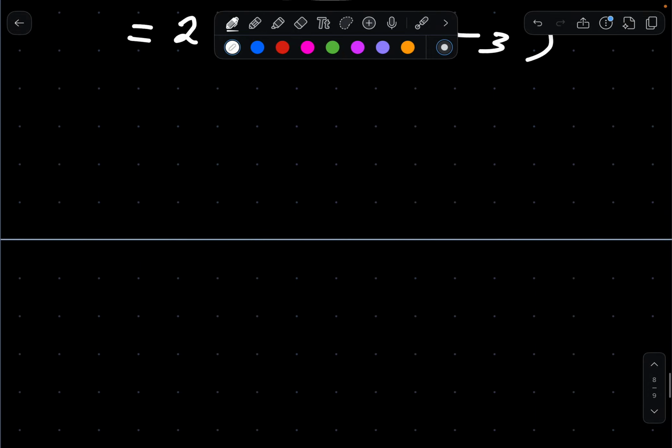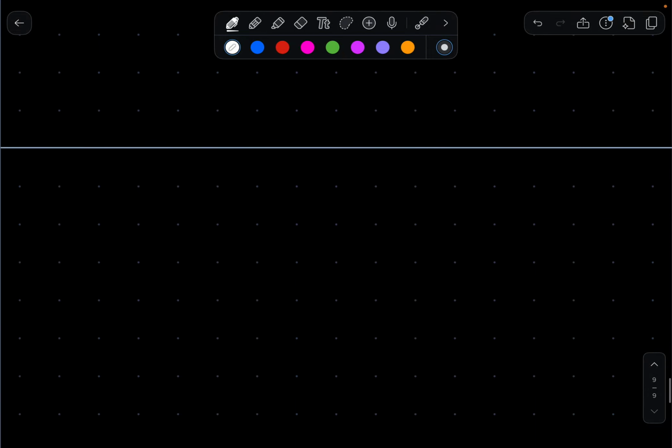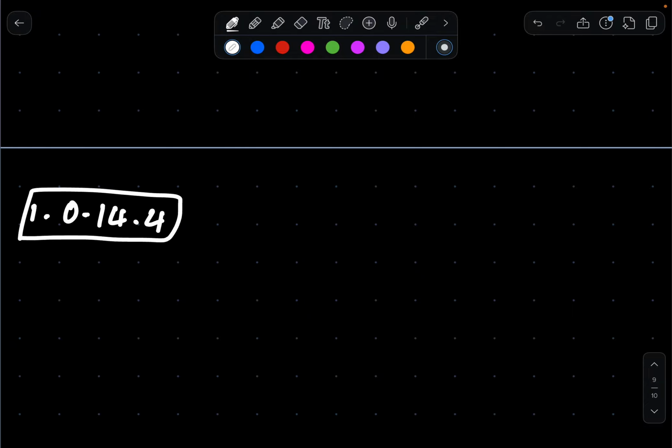Now let's come and do the next one. In this question, we are asked to factorize 4p squared minus 12p plus 9.